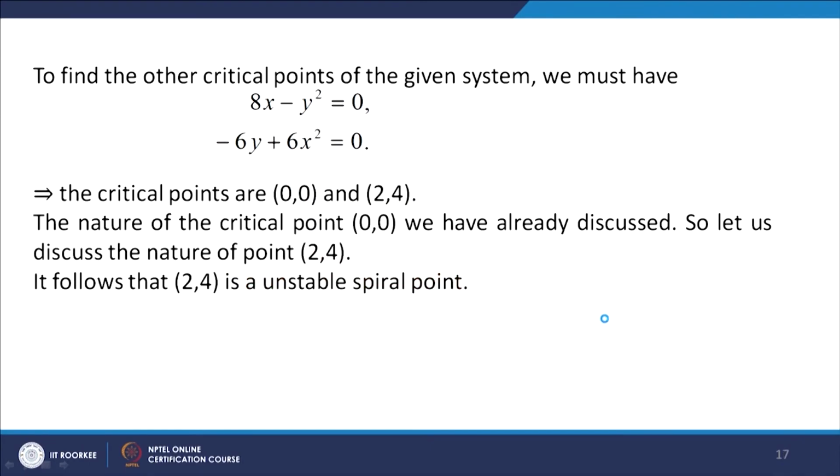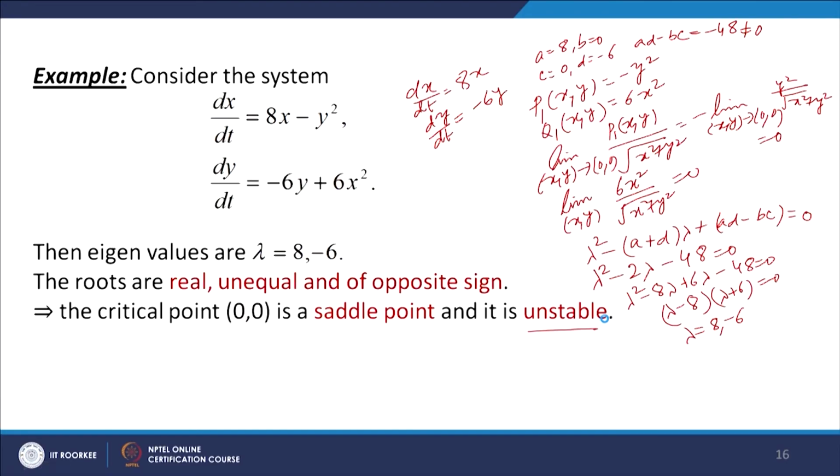Now, let us find the other real critical points of this system. We have seen dx/dt = 8x − y², dy/dt = −6y + 6x². So, we have only considered the real critical point (0, 0), but it has other real critical points also. Let us find those and see what is the nature of the critical point there.